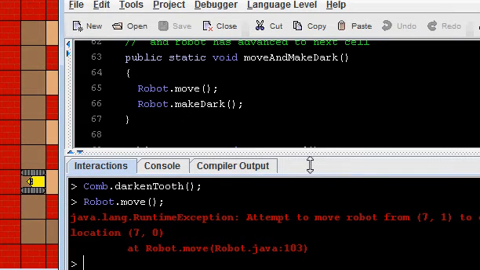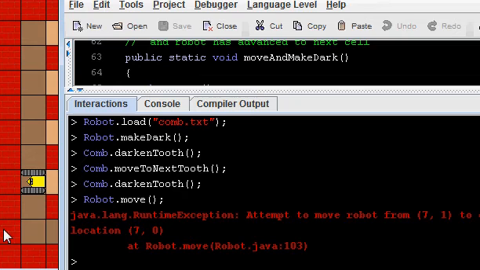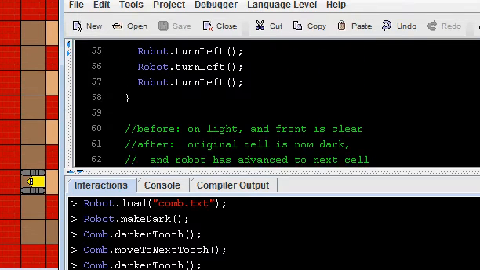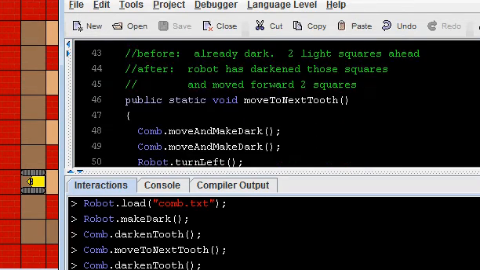So what went wrong? Well, we darkened this tooth correctly. When we moved to the next tooth, it looked good, but apparently the robot was facing the wrong direction, and so it was no longer in a state where I could call darken tooth, because it's no longer facing north. A precondition for darken tooth is that the tooth is to the robot's right, and here the tooth is behind it. So we're going to take a look at move to next tooth, which is what we suspect here.